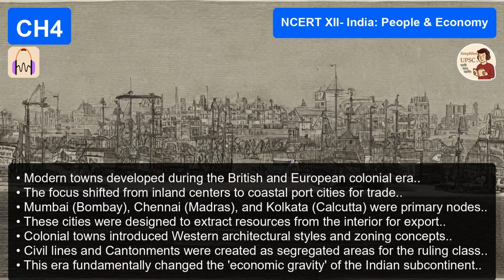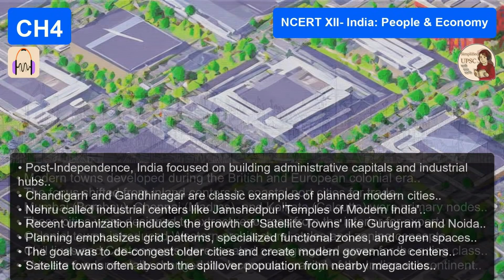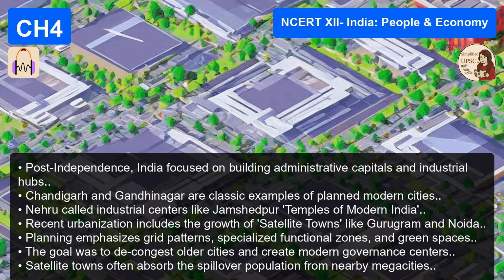100%. And post-independence, we tried to fix that. We consciously built new administrative capitals like Chandigarh and Gandhinagar. We built what Nehru called temples of modern India, the industrial centers like Jamshedpur, Durgapur, Bhilai. And now in the latest phase, we have the satellite towns, Gurgaon, Noida, places like that. Right, where the city basically spills over its brim and just swallows the neighboring villages whole. Okay, so that's the history.